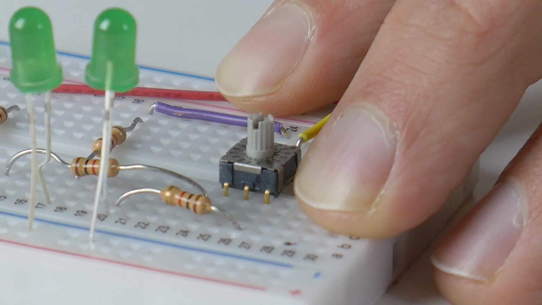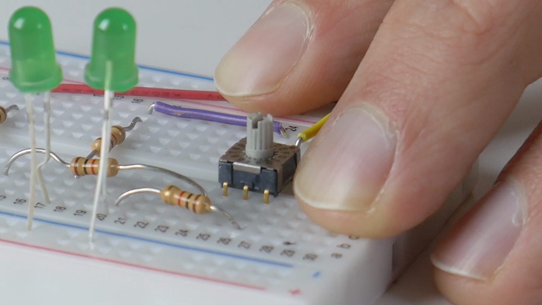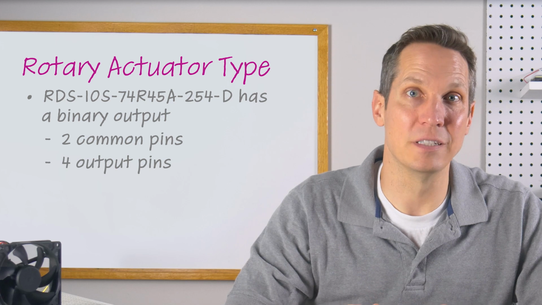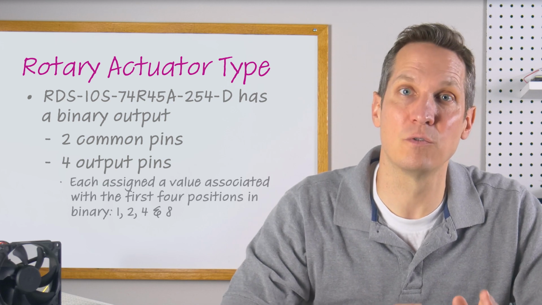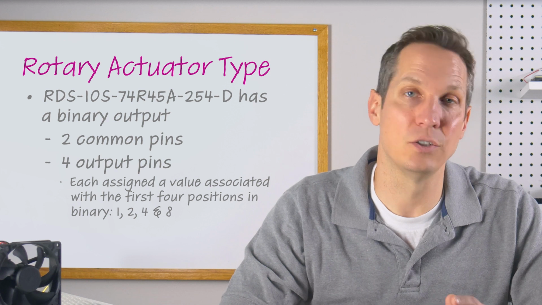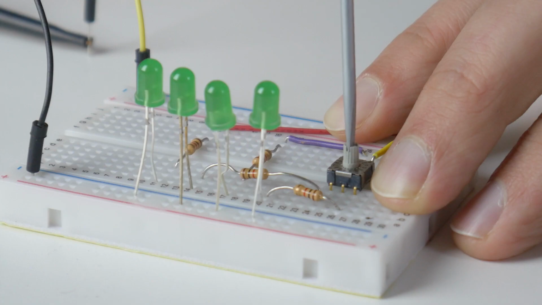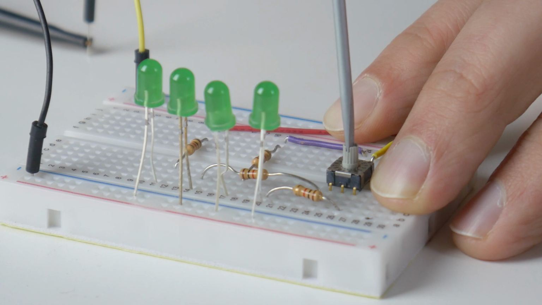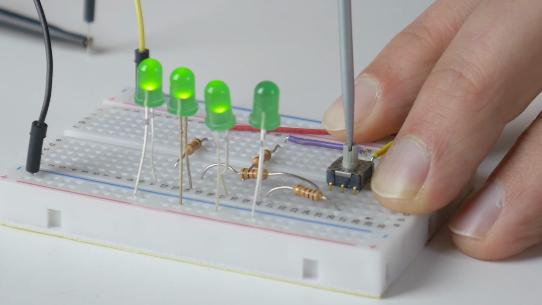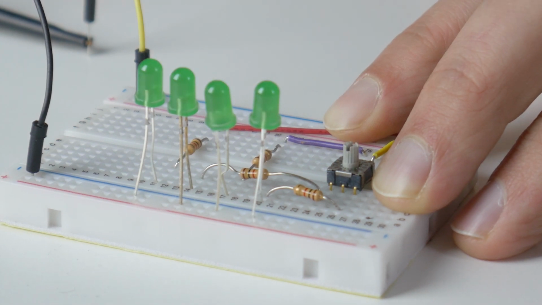As you can see, there are 6 pins, and while there are 2 common connections, 4 of the pins are outputs. The 4 pins are each assigned a value associated with the first 4 positions in binary: 1, 2, 4, and 8. When the knob is set to 0, all 4 of these outputs are open. But when we turn the knob to 1, the pin assigned to 1 is closed. When we turn the knob to 2, the pin assigned to 1 is open again, and the pin assigned to 2 is now closed. This works all the way up to 15, or F in hexadecimal, with all 4 pins being closed. There are also binary coded decimal, or BCD options available that go just from 0 to 9.